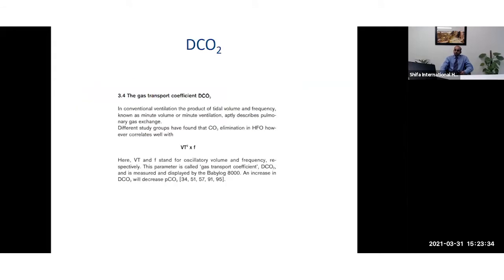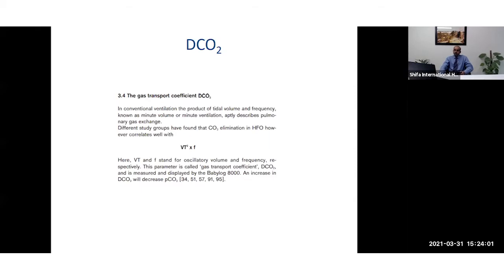This is quite a new concept that we see on the modern ventilators. I don't think that this was being used on the previous SensorMedics machines. The DCO2, or diffusion coefficient of CO2, is basically related to the tidal volume and frequency on high frequency ventilation. There is no set number. The trend is more important than the actual value.